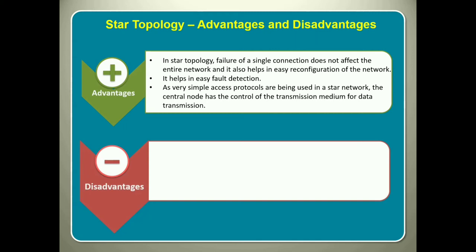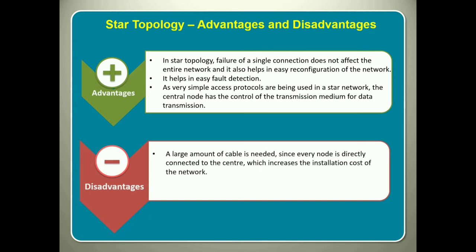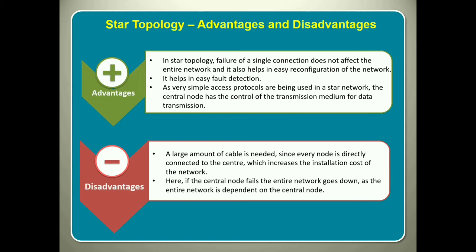Disadvantages of star topology are: a large amount of cable is needed, since every node is directly connected to the center, which increases the installation cost of the network. Here, if the central node fails, the entire network goes down, as the entire network is dependent on the central node.